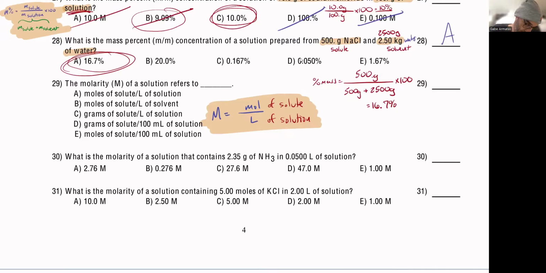So moles of solute, we can eliminate grams of solute. Those are all moles of solute. Liters of not solvent, not 100 mils of solution. So we're going to call this one A. It's funny that people get this wrong. People who should be much better at this get this wrong. Moles of solute over liters of solution.